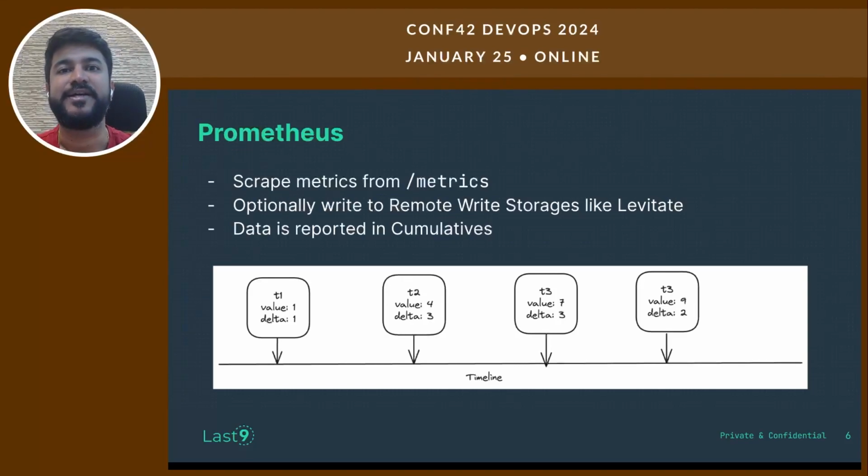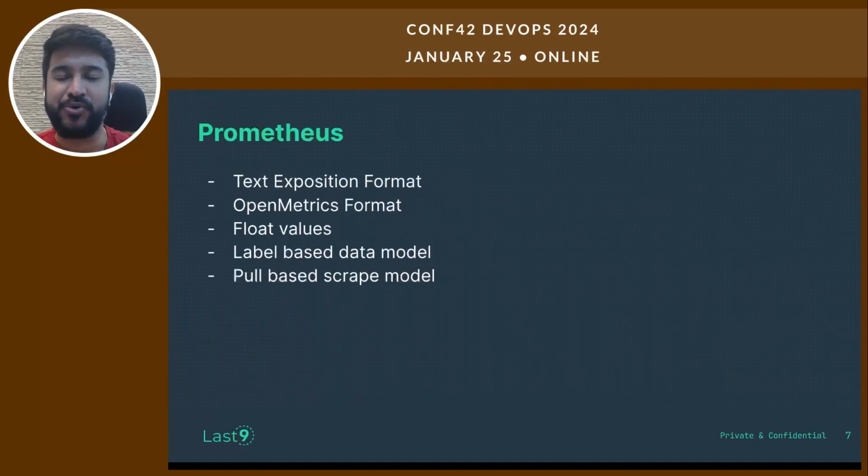You basically scrape metrics. It's based on a pull-based model. Optionally, you can write it to a storage as well. Most importantly, data is collected as cumulative data. So if you collect something at T1, the value was 1. Then at T2, the value became 4 because the difference between T1 and T2 was 3. But the value that gets reported to Prometheus is 4, the cumulative value. Very similarly, at T3, 7 will get reported, and at T4, 9 will get reported. And this will play an important role in our future discussion. I'll talk about how OpenTelemetry considers temporality slightly differently.